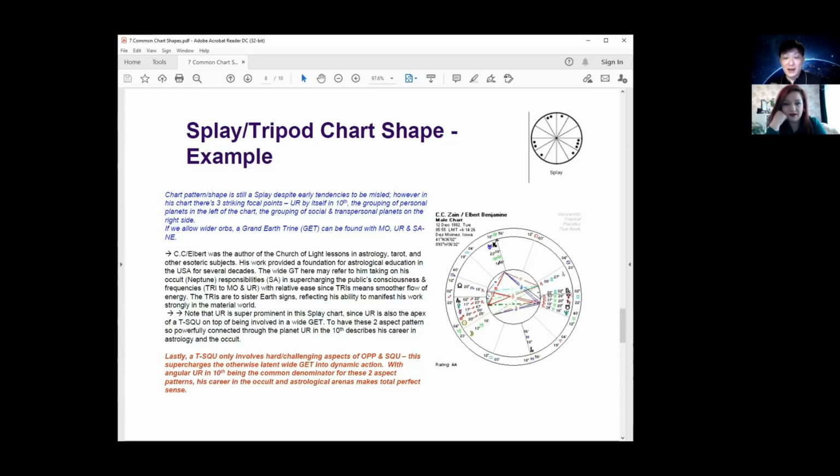So we have a very wide grand trine with the moon included, but then we also have a T square with opposition of Jupiter and Mercury, Mars, and the Sun, actually, all squaring Uranus, so that Uranus on the midheaven is so prominent.